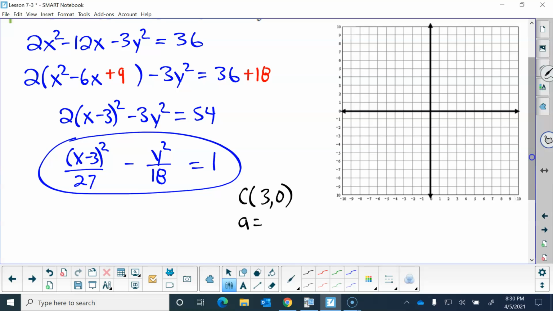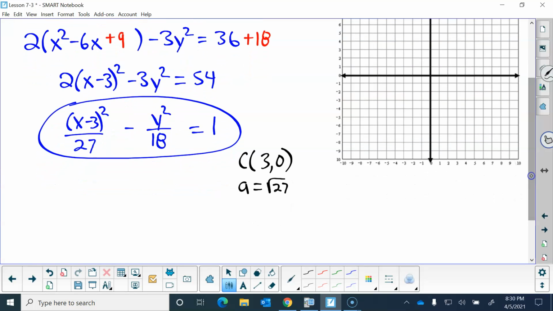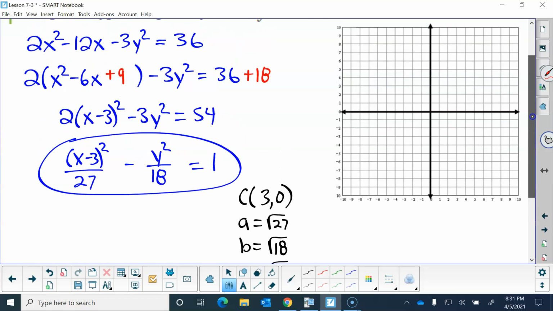The a value would be the square root of 27, a little bit bigger than 5. The b value would be the square root of 18, a little bit bigger than 4. And the c value would be 27 plus 18, which gives us 45. And so the square root of 45, a little bit less than 7, is our c value. So let's plot that center at 3, 0.